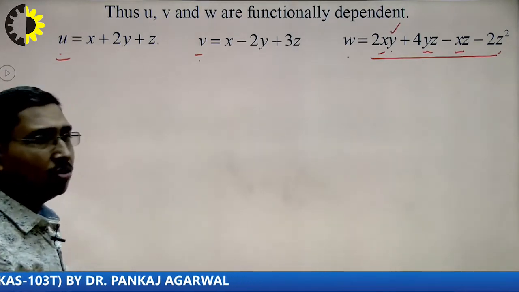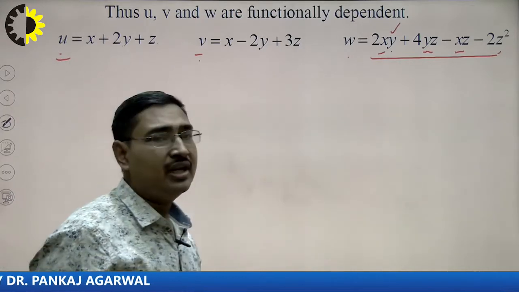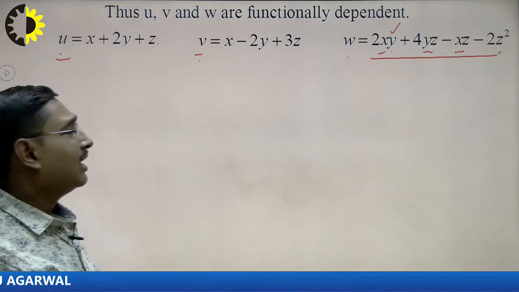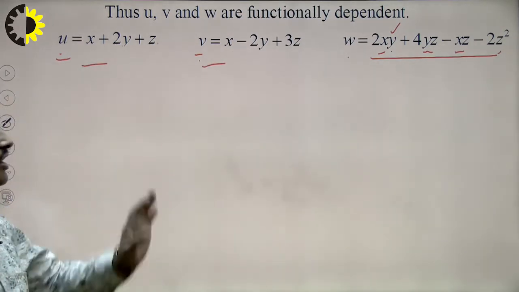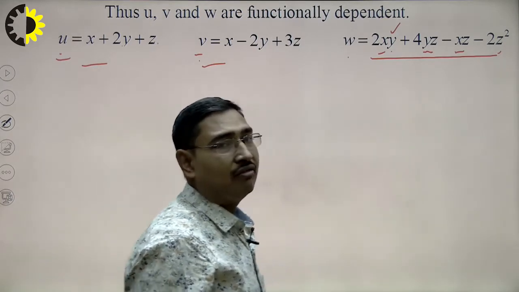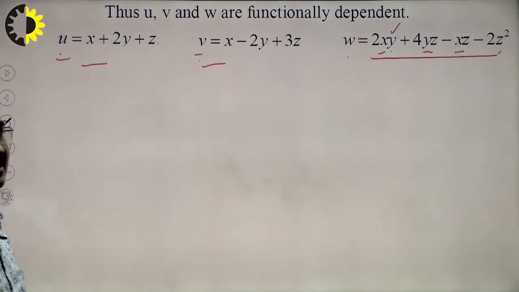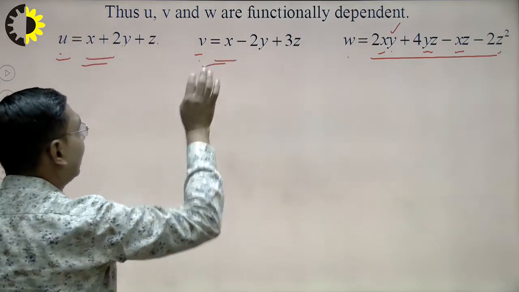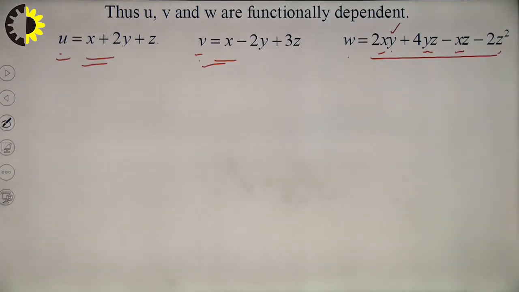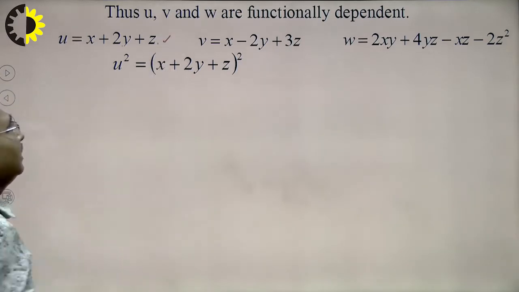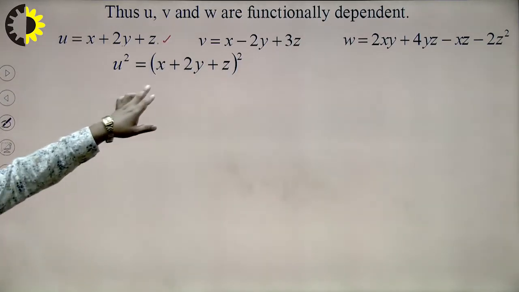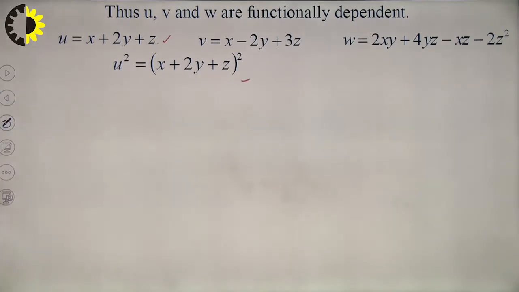Thus if I want to obtain a relation among u, v and w by eliminating x, y and z, then the degrees of the functions of u and v must be equal to the degree of the function of w. So what it suggests is that I convert u and v to expressions of degree 2, and therefore I will calculate u square and v square first. U square, when calculated from u, will give x plus 2y plus z whole square.